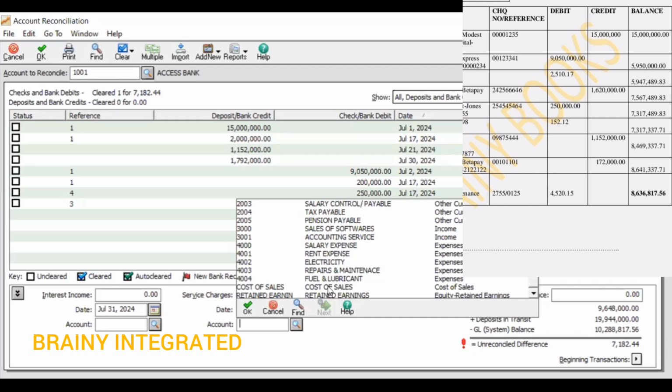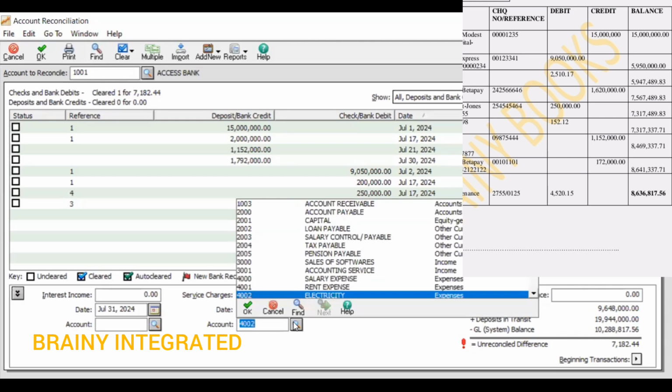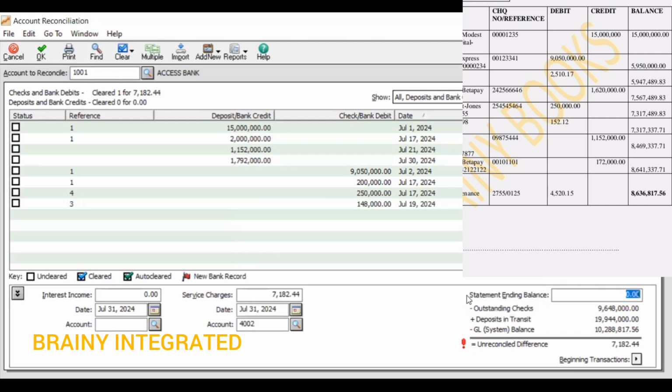Okay, so this is what I would do. I'll just link it up to another account. I will correct it later because I don't want to cut off. Okay, so I've linked it up there. The account that I linked it to is also an expense account. All right, so I'll just correct that. Now, once you have linked it to bank charges, the next thing is the statement ending balance.